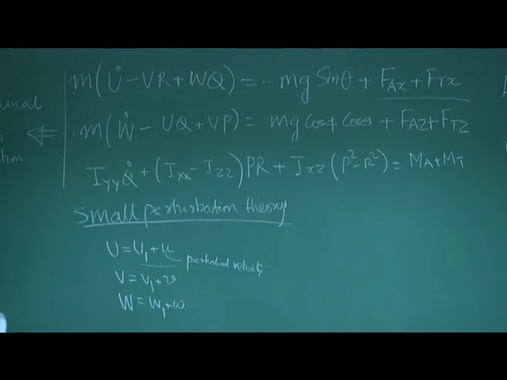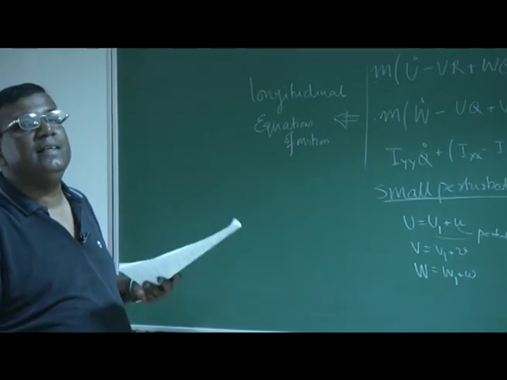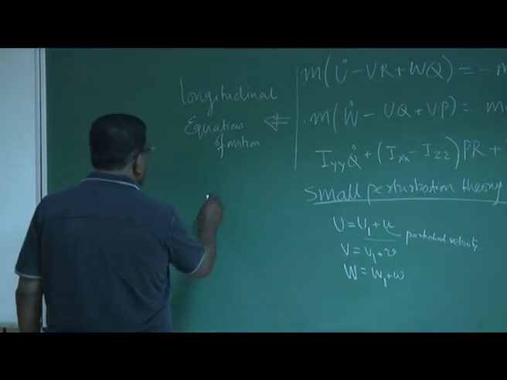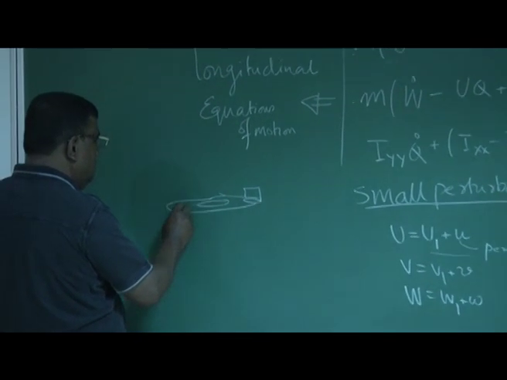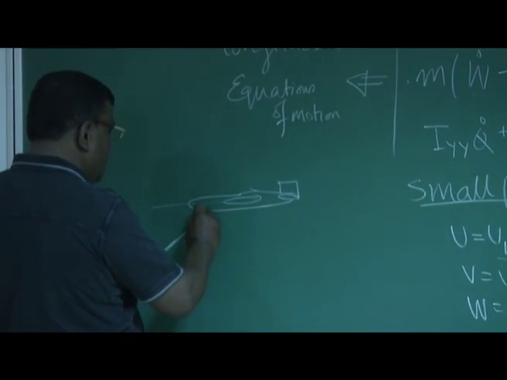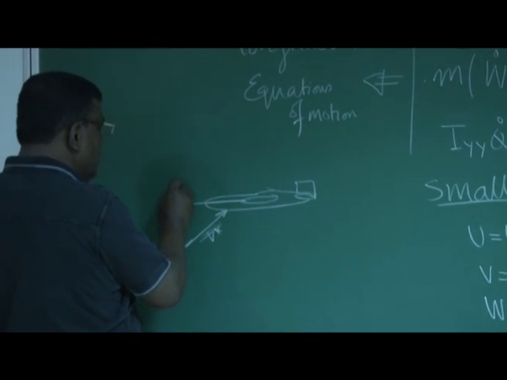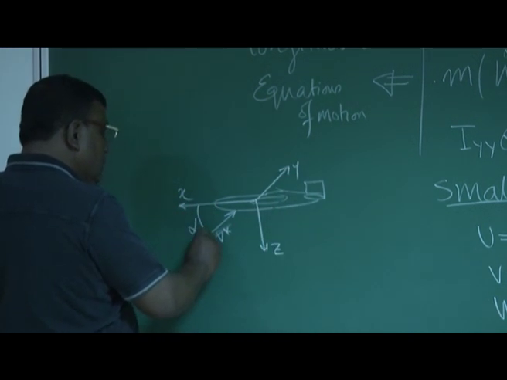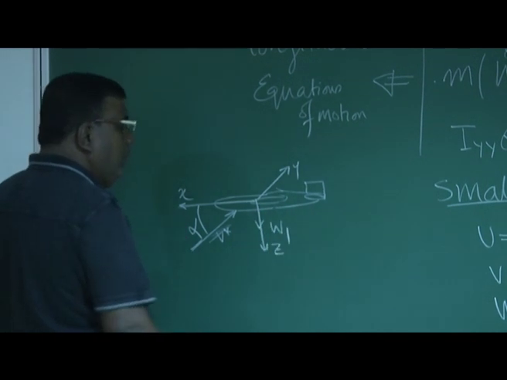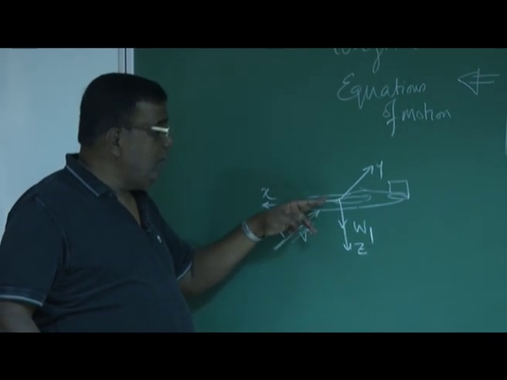What is w1? W1 is the steady state component of total velocity along the local z or body axis z direction. For example, if the airplane is moving like this, this velocity is V star, let's say, and the x-axis is here, y-axis is here, and z-axis is this, and this is alpha, then W1 is here. W1 positive is in this direction, and W1 will be the component of V along the local Z direction.